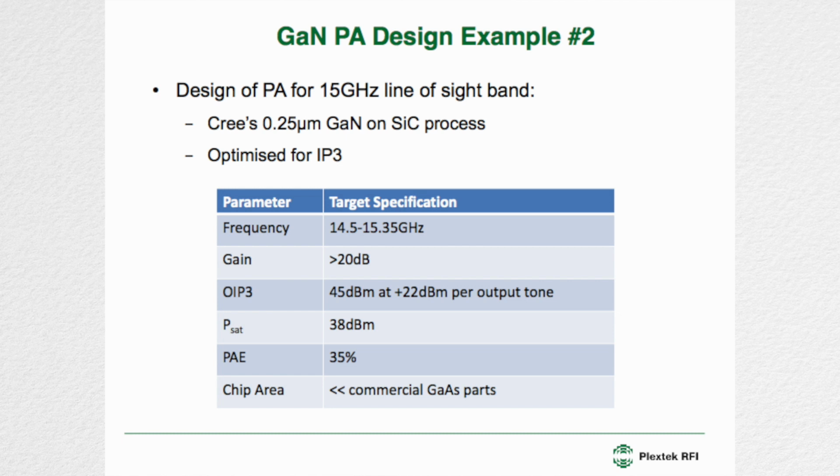And the reason for this is the GaN processes are more expensive on a unit area basis, but the power density of GaN is higher, so you should be able to create a PA with similar power capabilities that is much smaller.